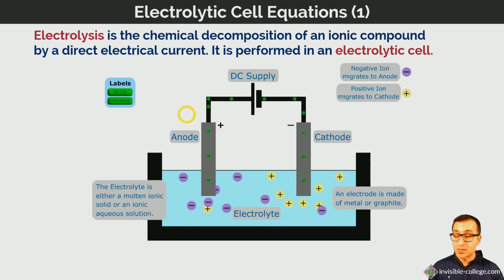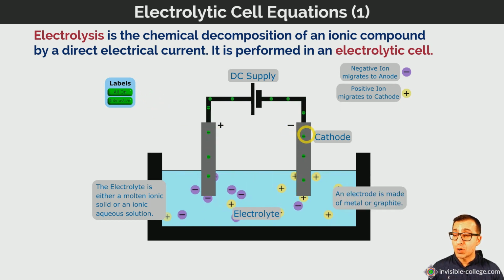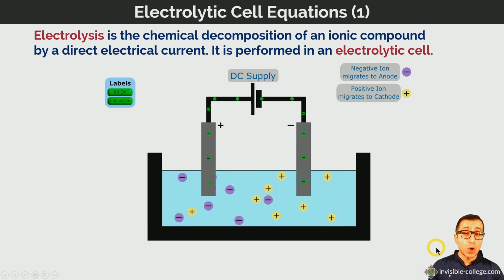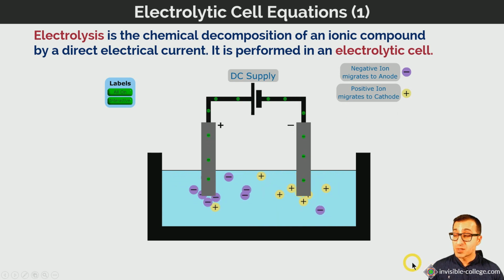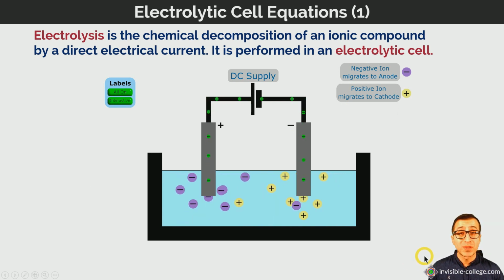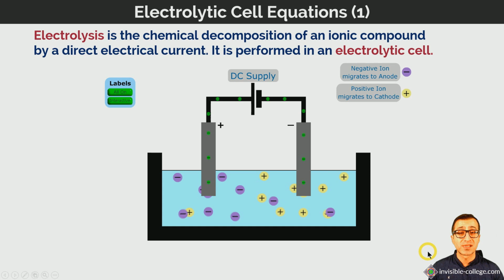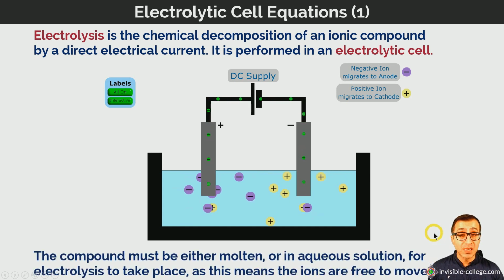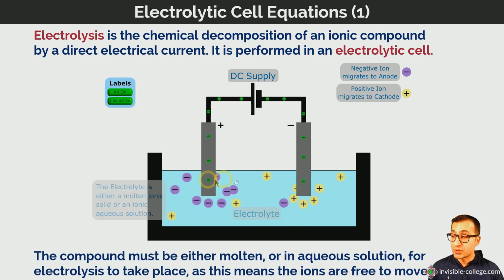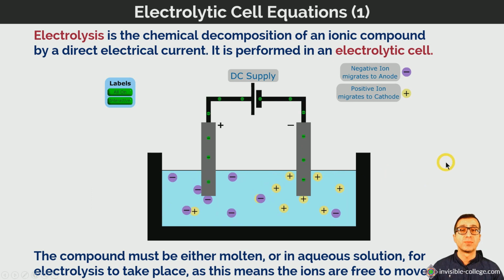Now typically, not always, but typically the electrodes are made of either metal or graphite. Graphite is very useful because it's rather cheap, it's widely available, it's resistant to high temperatures, and it's also electrically conductive. So the compound that we are electrolyzing must be either in the molten or the aqueous state in order for electrolysis to take place, because the ions in both of those states are free to move to the respective electrodes that they're attracted to.